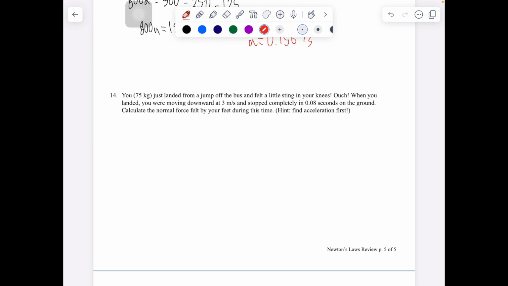Let me turn on my pen, that would help. Time 0.08 seconds. We know the initial velocity when we hit the ground was 3 meters per second. Our final velocity when we're coming to a rest is 0 meters per second. We want to, and we have our hint, let's find this acceleration. Because then we can take that and plug it in to Newton's second law. F total equals ma. We have the mass. If we find the acceleration, we can find that total force and use it to find the normal force.